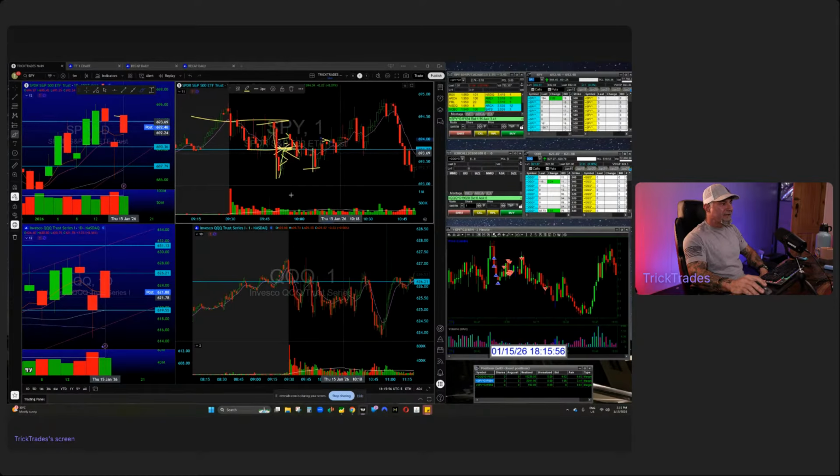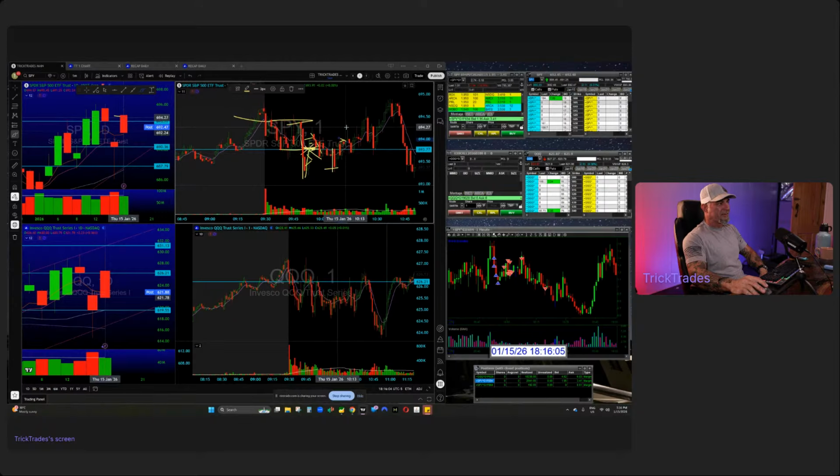None of these are, well, I shouldn't say that because QQQ was a pretty big trade. But a lot of these don't have a lot of range because there wasn't a lot of range today. It's a very tight range day. So now I want to talk about a really big mistake.